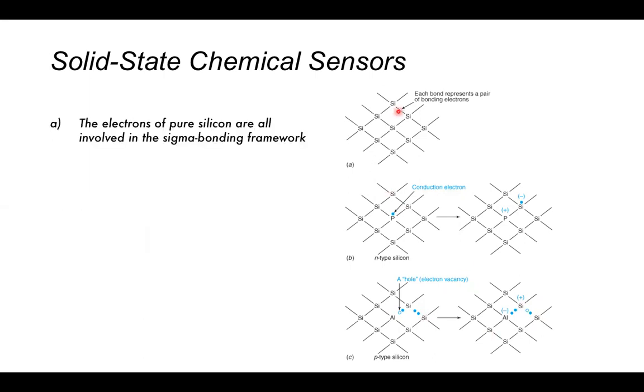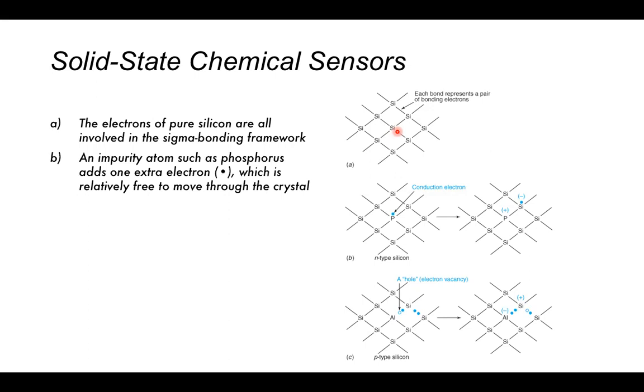So in part A, we have the electrons of pure silicon all involved in the sigma bonding framework. I already talked about that. It's not true that it's not a semiconductor, but it's not a very good one. B is an impurity. Atoms such as phosphorus add 1 electron, which is the blue dot here, which is relatively free to move through the crystal. That can be used to conduct electricity.